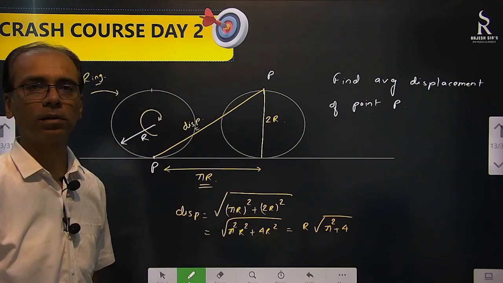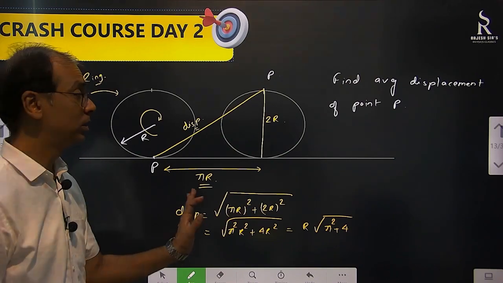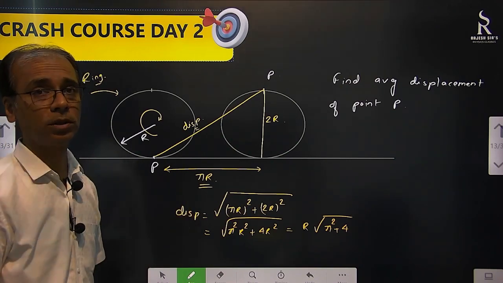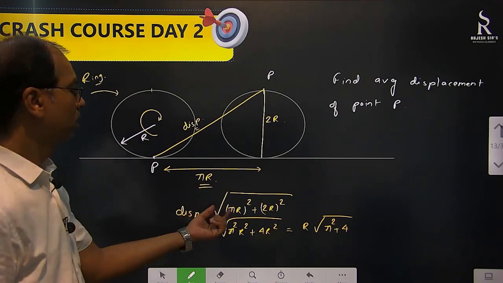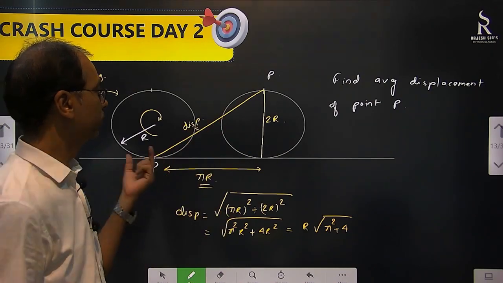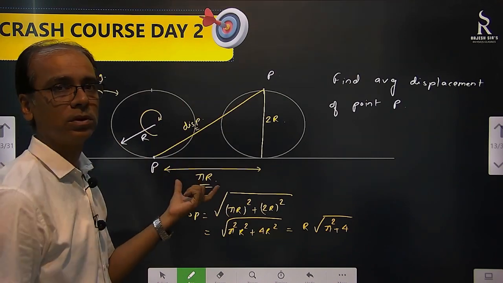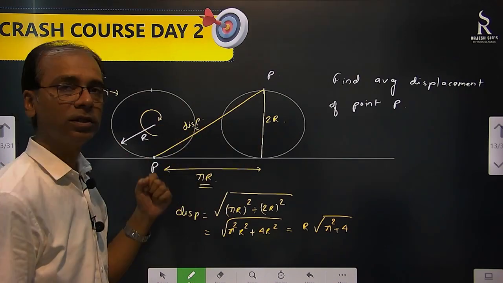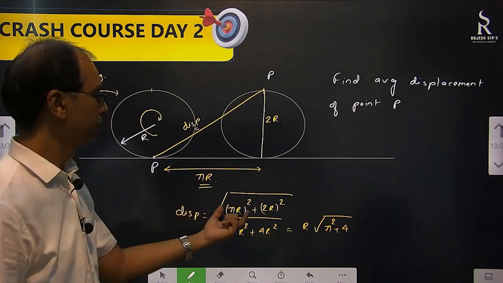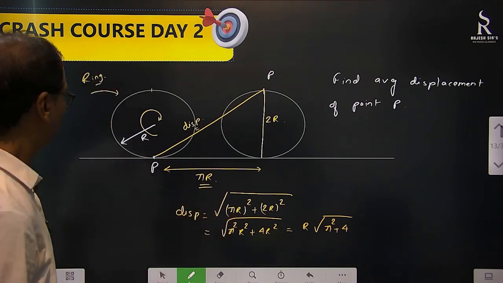That's the displacement. Common question. You can find this everywhere almost. Okay. So displacement is pi r. This we found with the help of Pythagoras theorem. So square of this plus square of this is equal to square of this. Right? Okay. Let's move ahead.